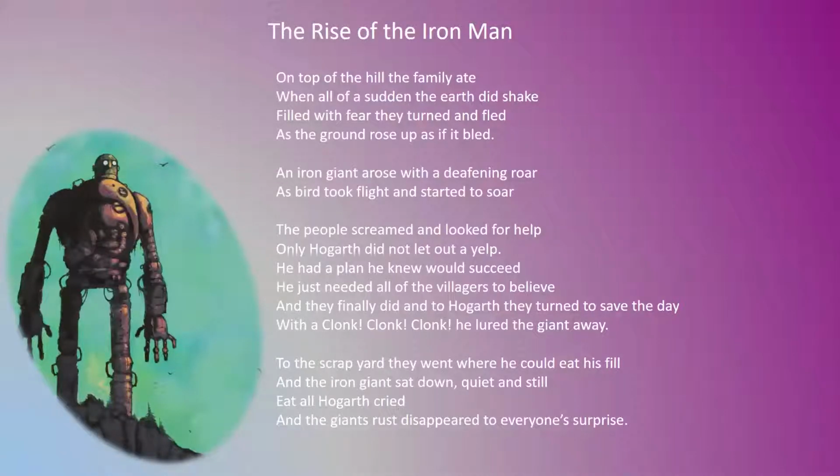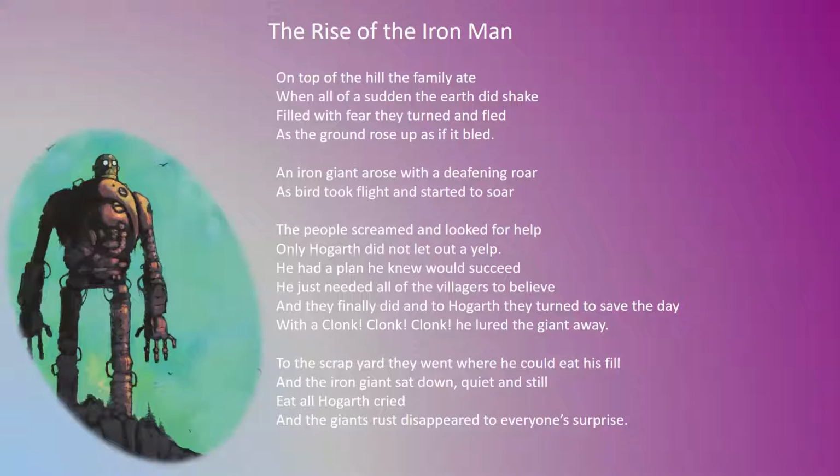On top of the hill, the family ate, when all of a sudden the earth did shake. Filled with fear, they turned and fled, as the ground rose up, as if it bled. An iron giant arose with a deafening roar, as birds took flight and started to soar. The people screamed and looked for help, only Hogarth did not let out a yelp. He had a plan, he knew he'd succeed, he just needed all the villagers to believe.